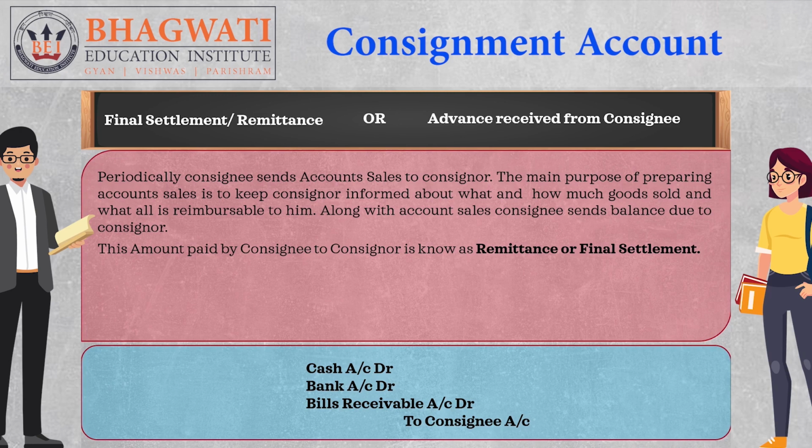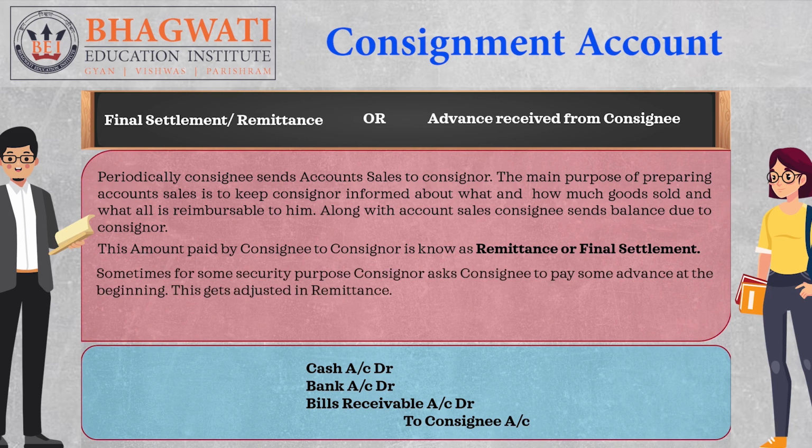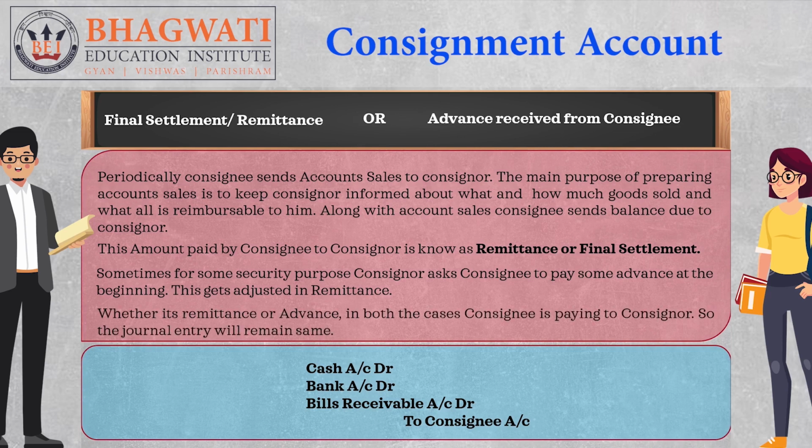So whether the amount is received as the final remittance or as an advance, in both cases the consignee is paying this amount, right? In both circumstances, the consignee is the one giving this amount. So the entry will remain the same, whether I'm giving you this as a final settlement or as an advance. This entry will remain the same. I hope you have understood.